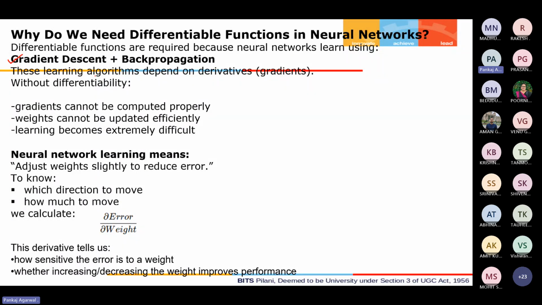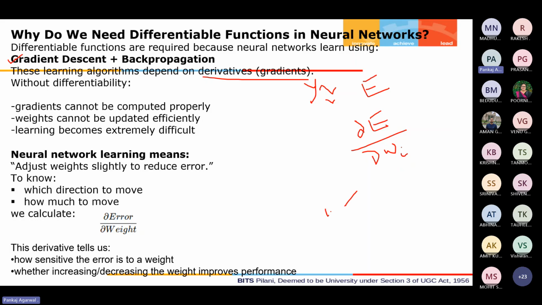When we do gradient descent, I would explain that. So these learning algorithms depend on the derivatives. These derivatives are gradients. So for example, suppose the total error at the output layer Y is E. Now I would like to see the contribution of the total error, del E with respect to weights, right? How the total error would change with respect to the change in weights.